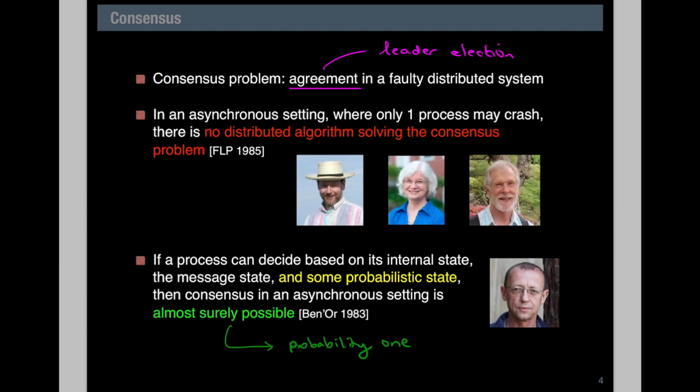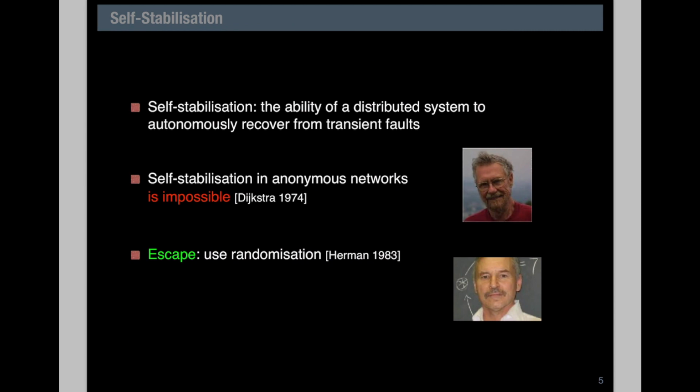Now, a similar phenomenon occurs in the notion of self-stabilization. Self-stabilization, to put it short, is the ability of a distributed system to autonomously recover from transient faults. So a process may, for instance, fail, and then after a certain amount of time, after a certain number of computational steps, the system in some sense recovers and gets into a stable configuration again.